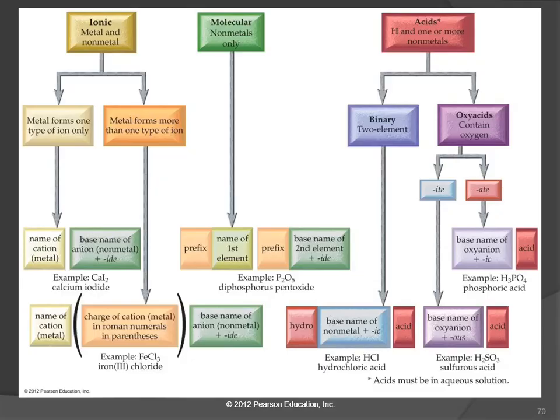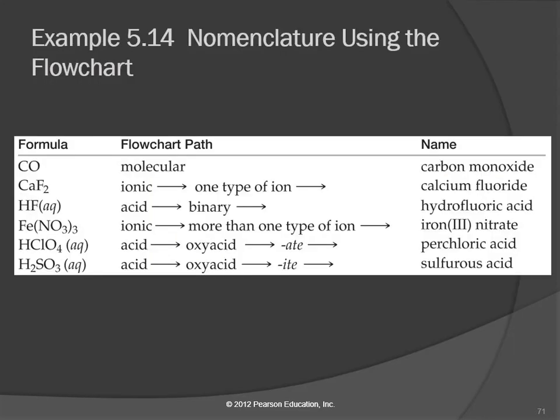This is a flow chart for those of you who like flow charts. The key to naming things is to identify: is it ionic, is it molecular, or is it an acid? Because you have to use the right type of names. Students like the molecular names, and they tend to want to use it for everything. You can only use it if there's 2 nonmetals. And then this gives you an example of how to use the flow chart. If you like that kind of stuff, you can go over that.